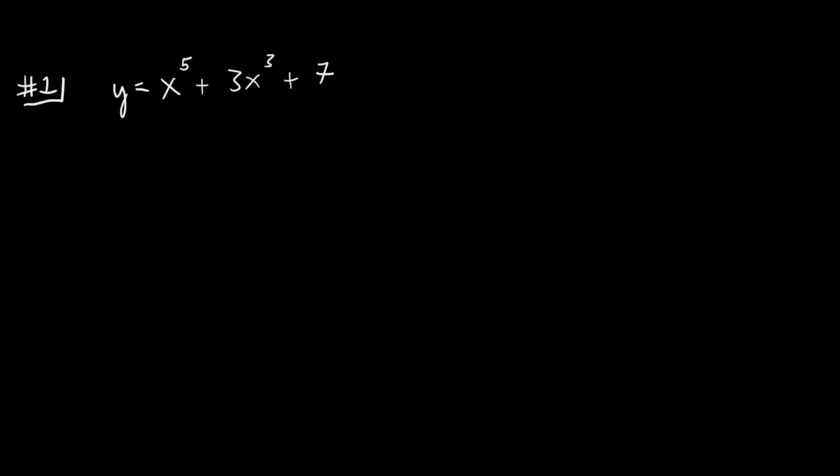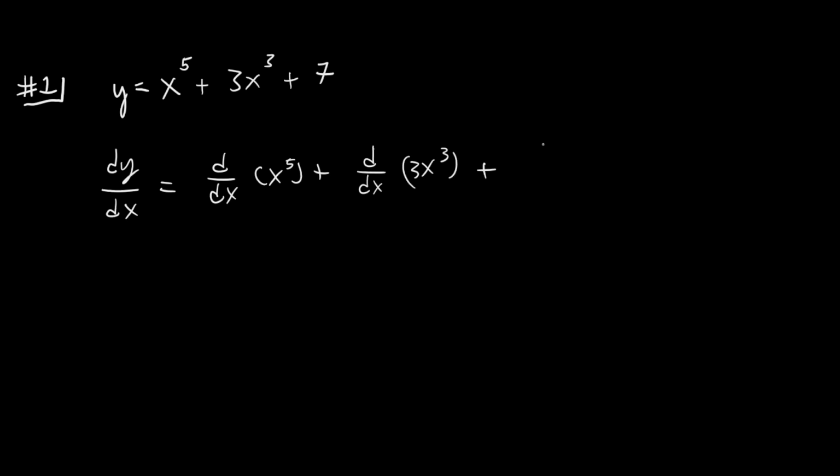For number 1, we have y is equals to x raised to 5 plus 3x cubed plus 7. To derive this, we need to derive them term by term. So we have the derivative of y with respect to x is equals to the derivative of x raised to 5 plus the derivative of 3x cubed plus the derivative of 7.